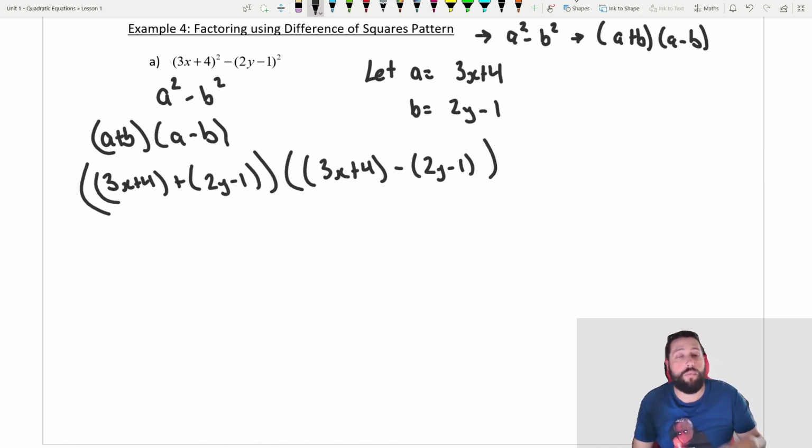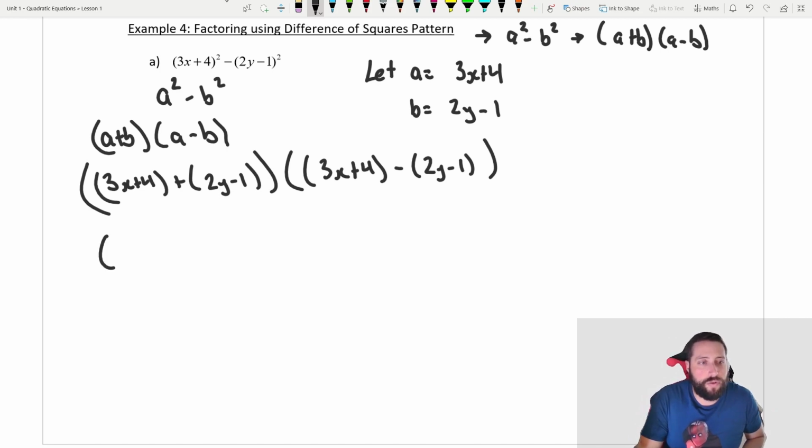Okay? So again, what you're going to do is drop the brackets and combine all like terms. Once you've done that, that should be your final answer. So the first one is going to be 3x plus 2y plus 3. And then the other one is going to be 3x minus 2y.